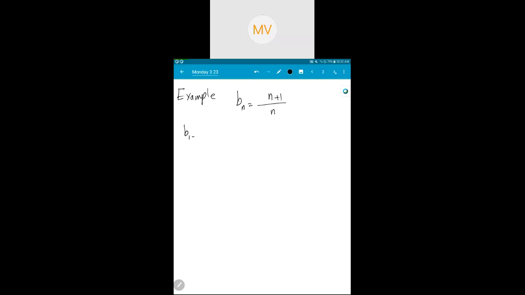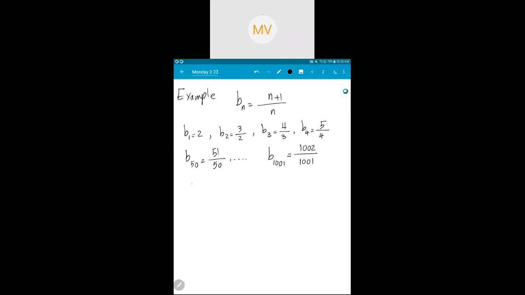So b1 is 1 plus 1 over 1, that's 2. b2 is 3 over 2. b3 is 4 over 3, right? Let's write down the next one. b4 is 5 over 4, right? Somewhere along the line, like b50 is 51 over 50. b1001 is 1002 over 1001, right? The numerator is always greater than the denominator by 1 unit.